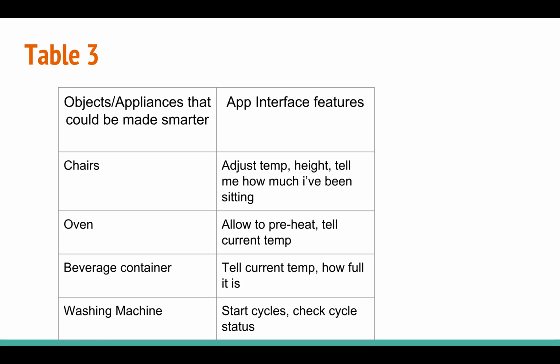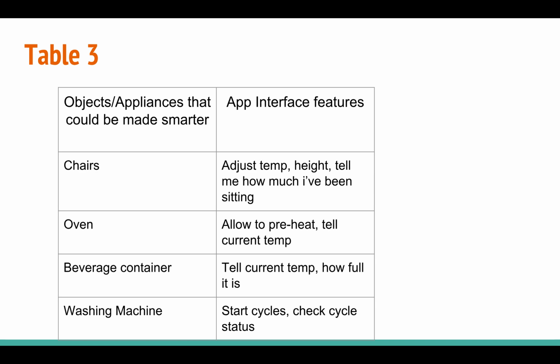You could adjust the height and it could also tell me how long I've been sitting so I could stay more fit. What if there was an oven app that allowed me to preheat it once I was a certain distance from home so as not to be unsafe, but also to get a head start on things? And it could also tell me the current temp. What if there was a beverage container where I could pour my beverage in there, like a Starbucks drink, and it could tell me the current temperature and how full it is? Also, if I had it for milk, I could pour my kids' milk in there, and then I would know at the store how full their milk is.